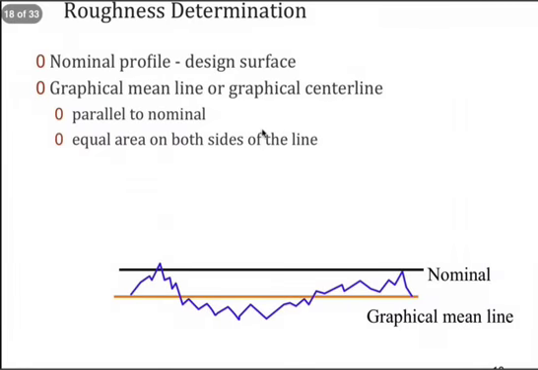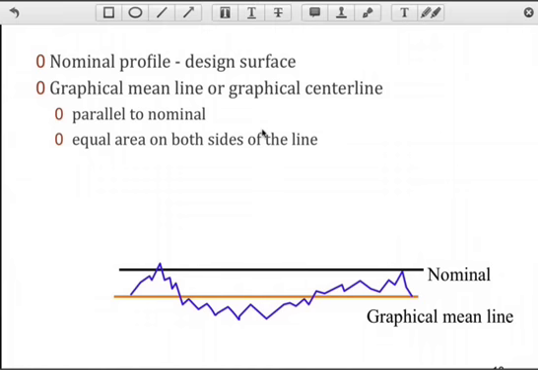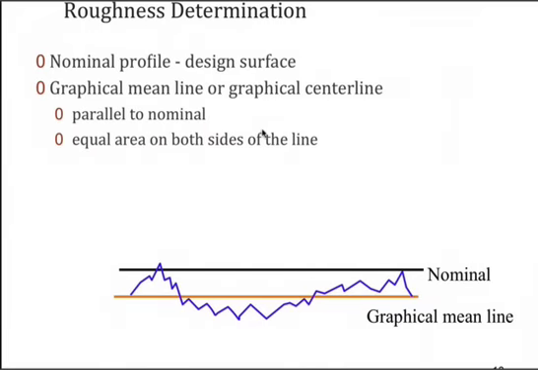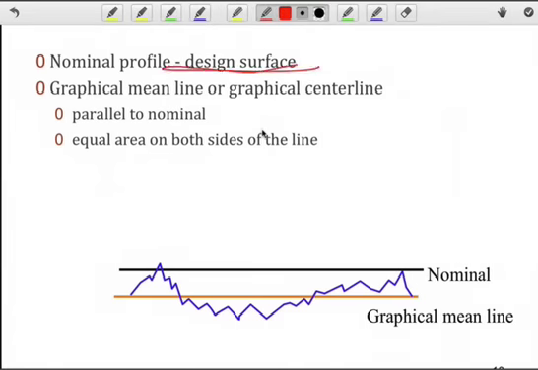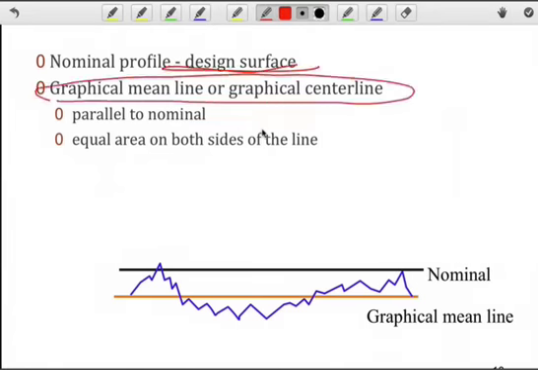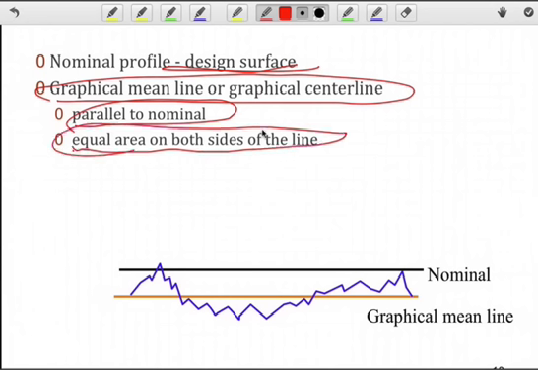Well, you have to know something about the roughness determination in order to determine whether or not your part is within specification. So we think about the nominal profile just like we did in geometric tolerances, and that would be the basic profile of the design surface. What does that look like? And then we use a graphical mean line to kind of fit the actual profile, and it's going to be parallel to that nominal profile. And we'll fit it such that we have equal area on both sides of the line.